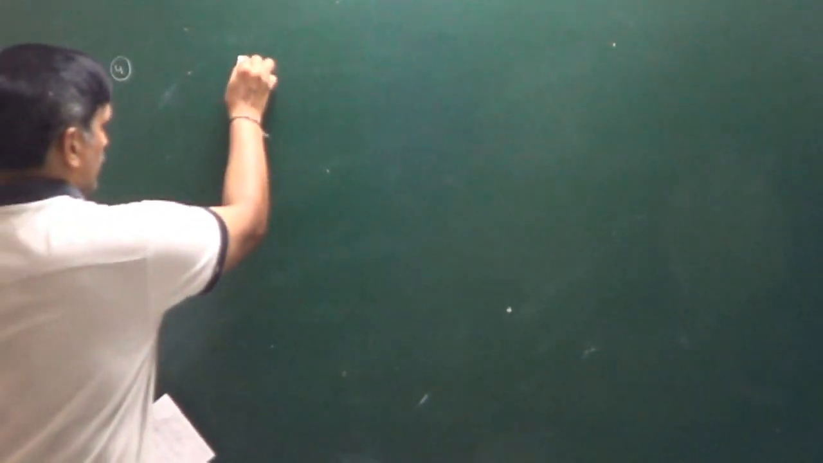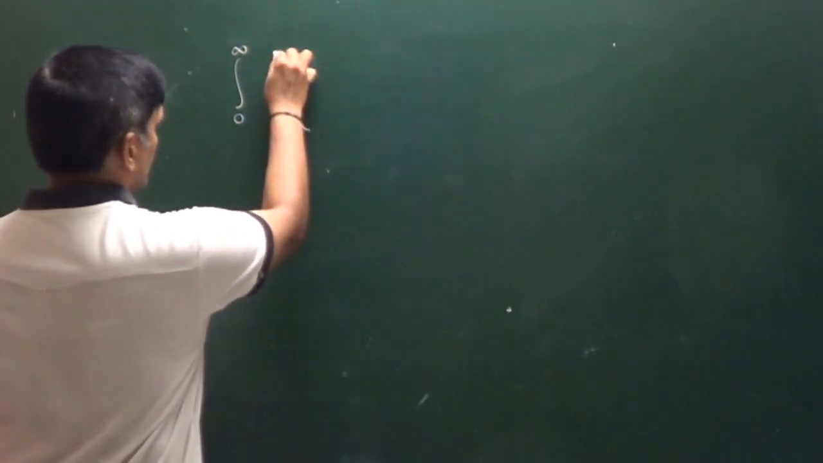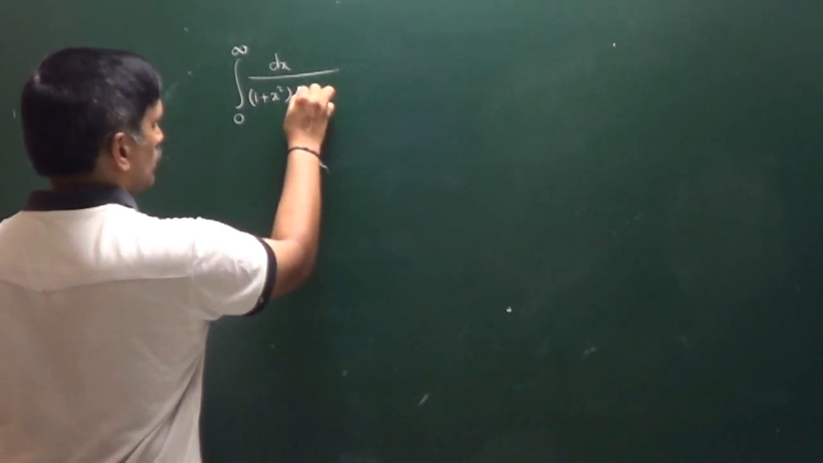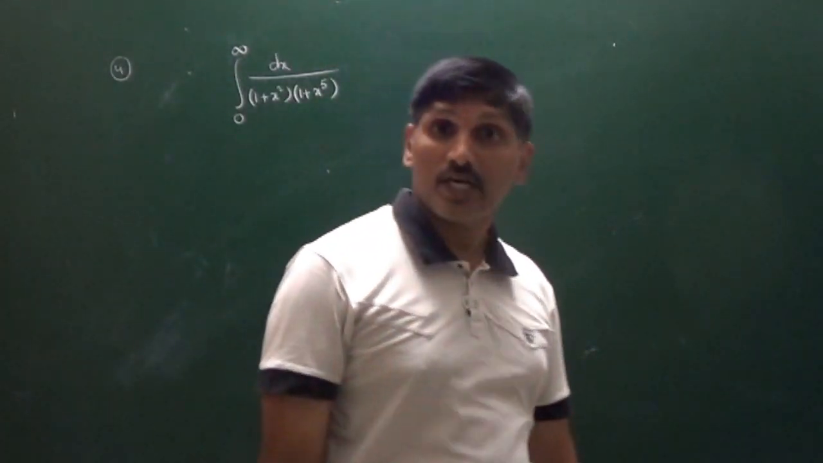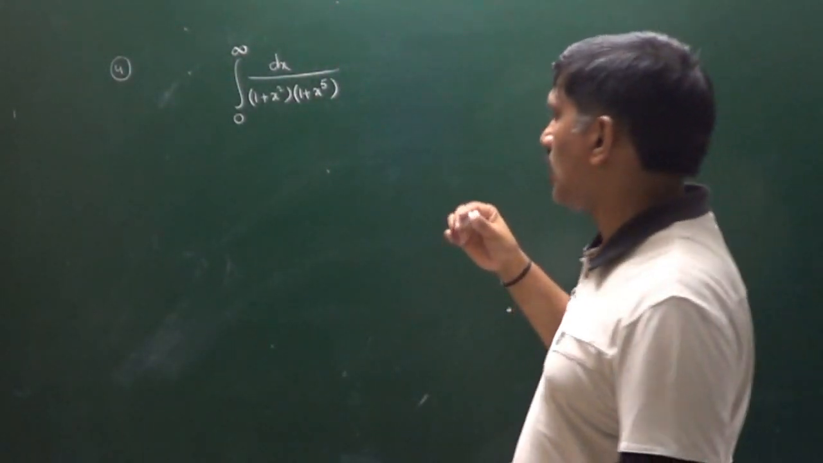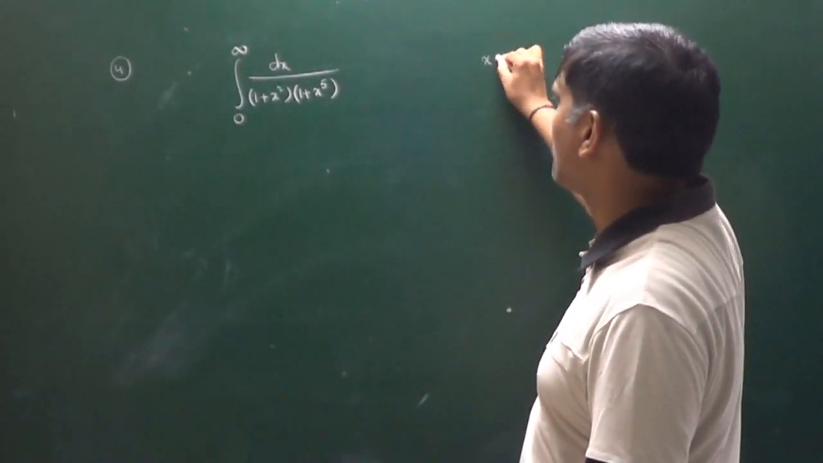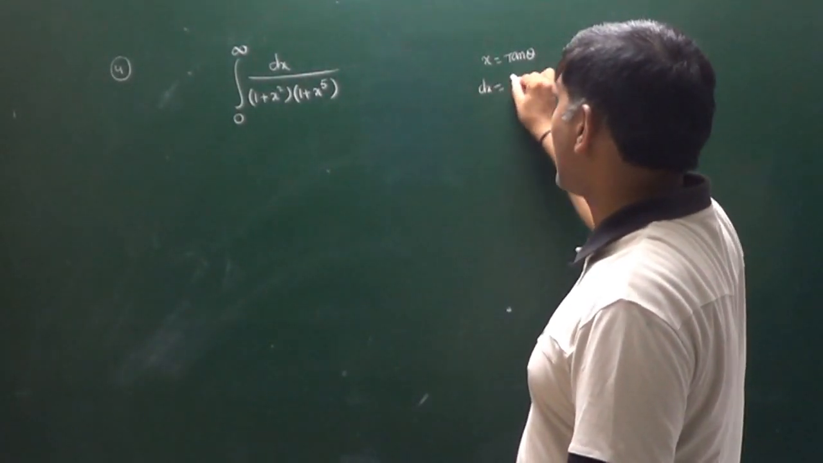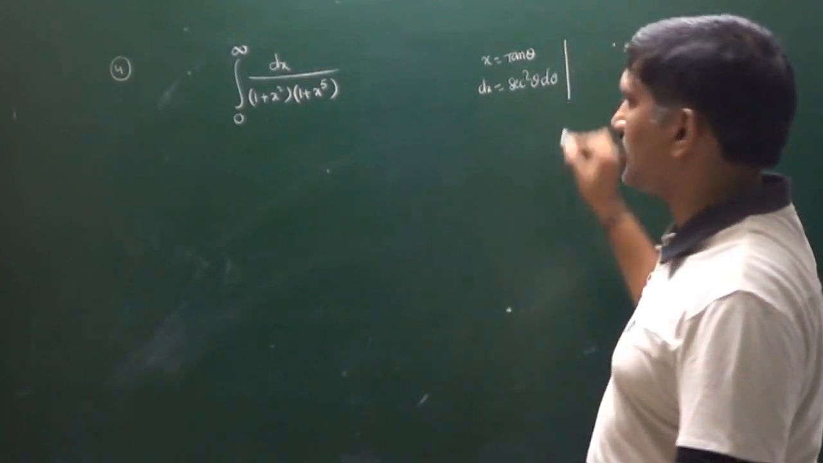So another property we are going to discuss. This is the question given like this: integral 0 to infinity dx divided by 1 plus x square into 1 plus x to the power of 5. So this is another question, not a property. Now what substitution do we have to take? Can anyone say? The substitution I am going to do is x is equal to tan theta, which means dx is equal to secant square theta d theta.